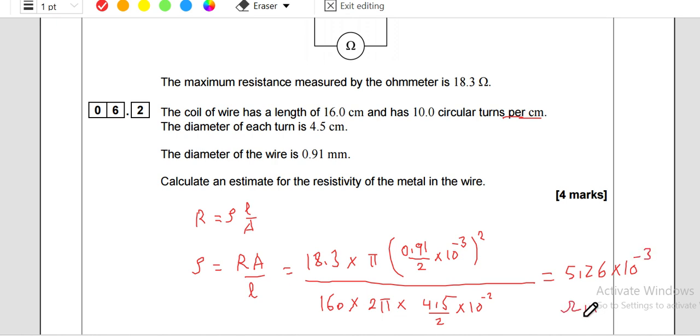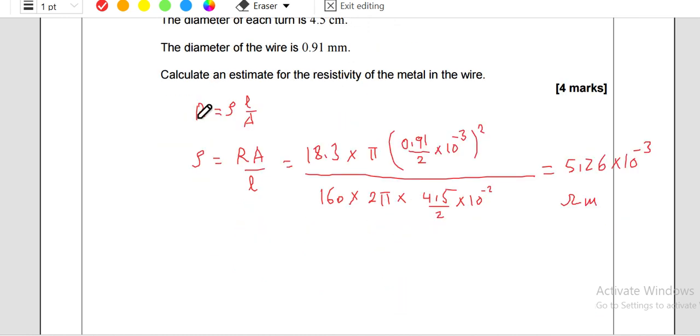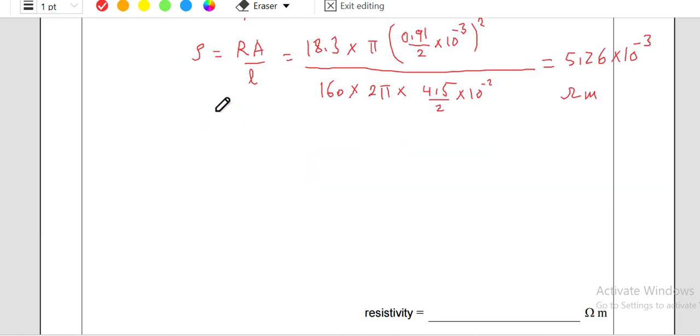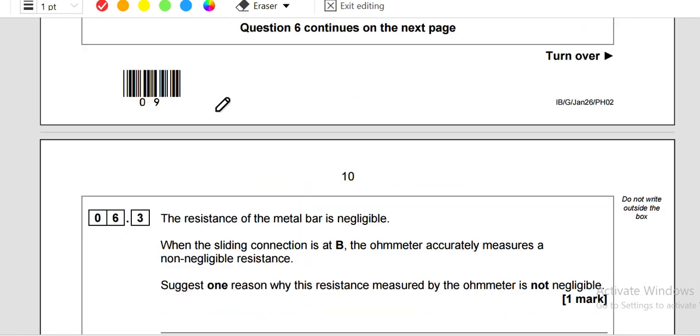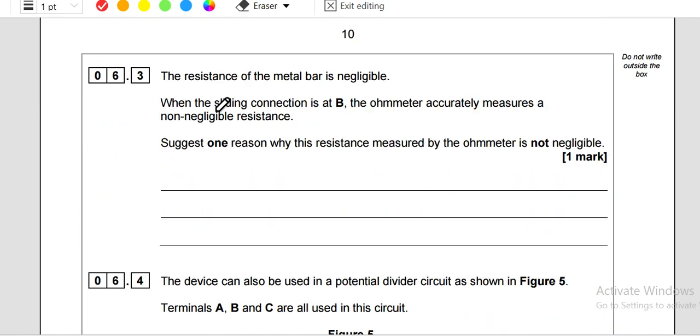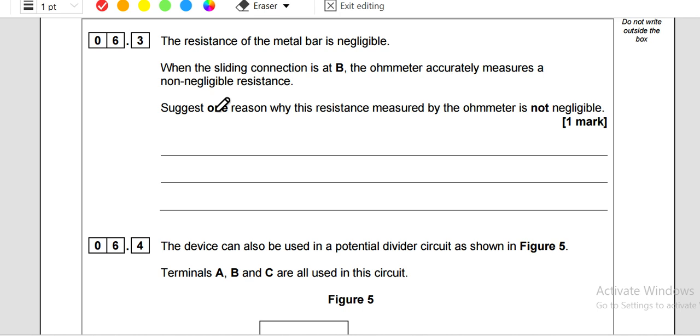Inserting units, it is ohm meter. We have here ohm, and this L over A is in meter to the minus 1. So this should be ohm meter. So meter times meter to the minus 1 is eliminated, and ohm equals ohm, the thing that we talked a lot about for the validity of an equation. Okay.